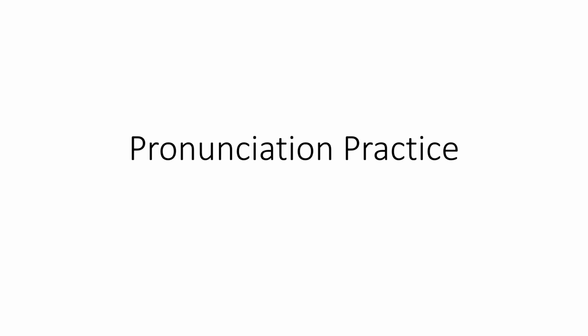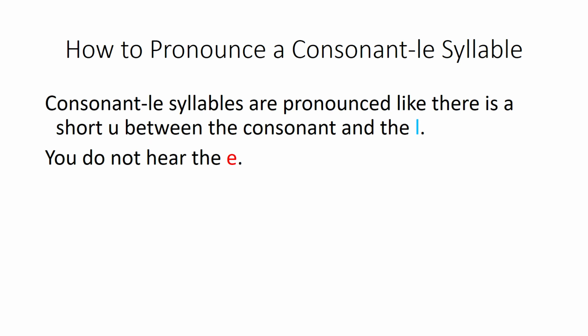Now how do we pronounce these? Again, consonant-le syllables are pronounced like there's a short U between the consonant and the L. You do not hear the E. So if you pronounce something like this, zli, you're wrong. It will be pronounced zol. Tol. Not tli, but tol. Not kli, but kol. Sol. Dol. Let's try that one more time so you understand how it's pronounced. If you see this pattern, zol, tol, kol, sol, dol.